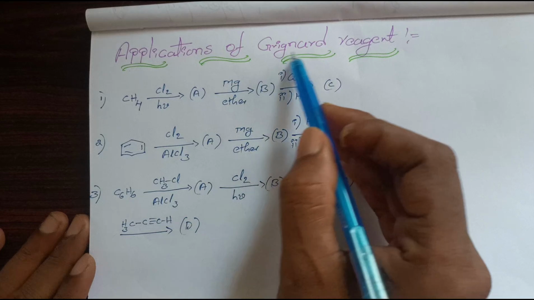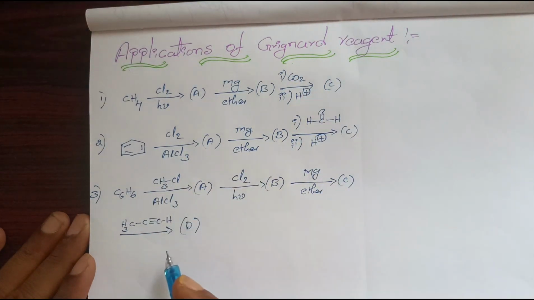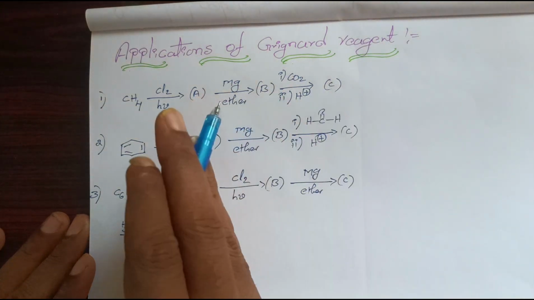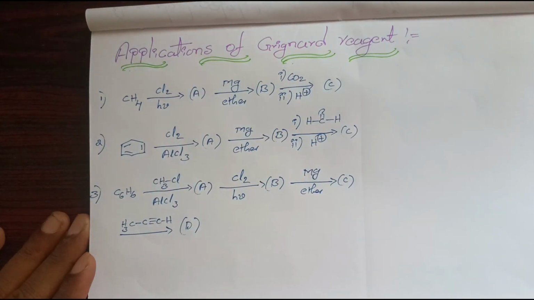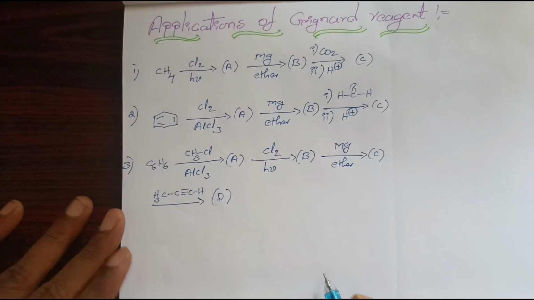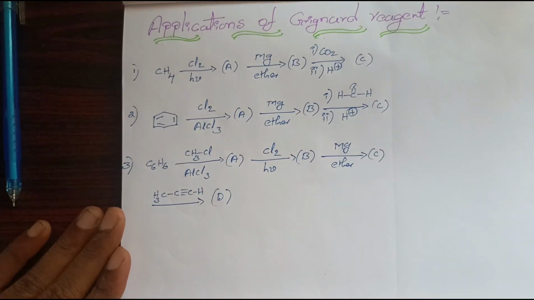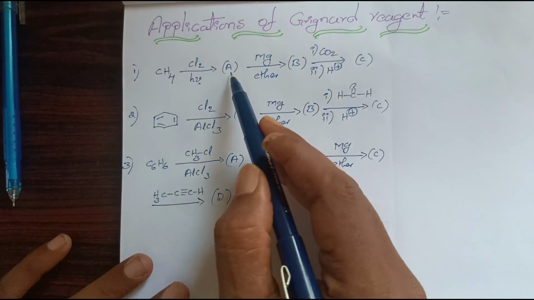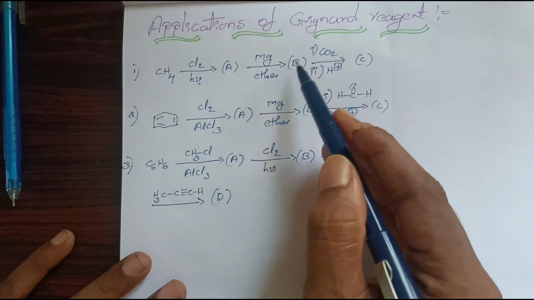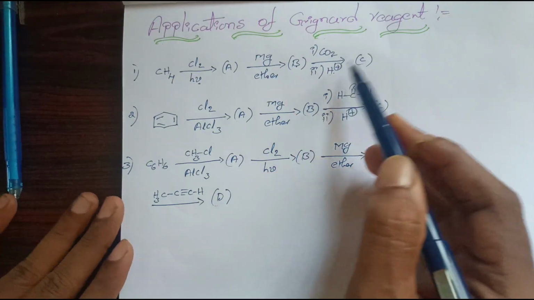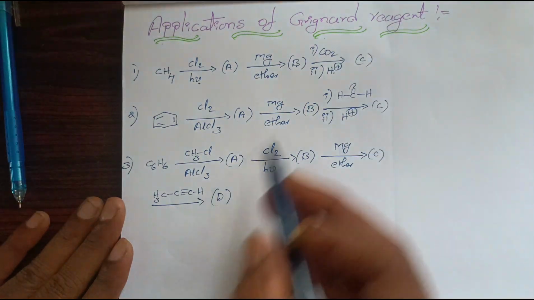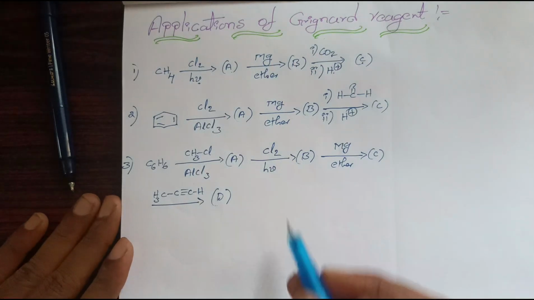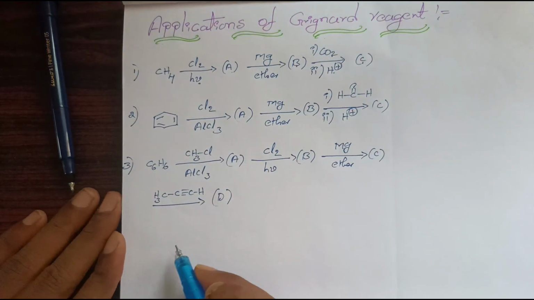Now I am explaining applications of Grignard reagent. In previous videos, we studied the nature of Grignard reagent. Grignard reagent acts as a nucleophile as well as a base. Based on that, let's look at Grignard reagent applications. Look at the first equation here: methane reacts with chlorine in the presence of H2, and product A is generated. Magnesium and ether gives B, and carbon dioxide with H plus ion condition gives C. What is the product C in the sequence of this reaction? These kinds of reactions are important for Grignard reagent.